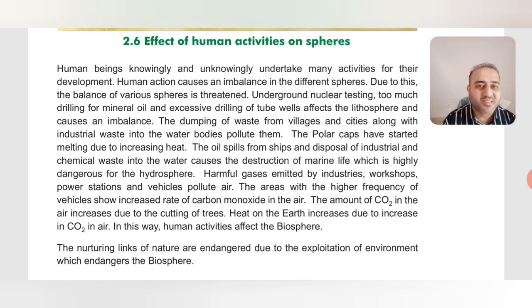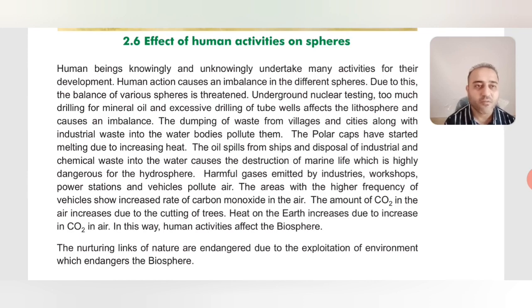The polar caps have started melting. Polar caps means the ice or the glacier which is formed at the mountains. So the polar caps have started melting due to the increasing heat. As we have learned about the concept of global warming, due to the pollution, the amount of carbon dioxide is continuously increasing in the air, and carbon dioxide gas has the capacity to absorb heat. So as more and more carbon dioxide increases, it absorbs more and more heat, and the heat is not released back out of the atmosphere, due to which the heat remains on the earth, and the temperature on the earth is continuously rising, and due to that the glaciers have started melting.